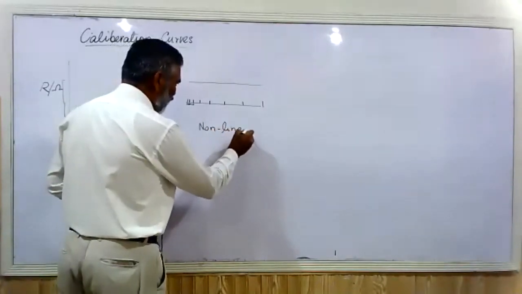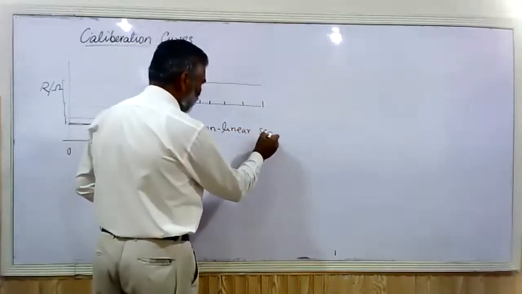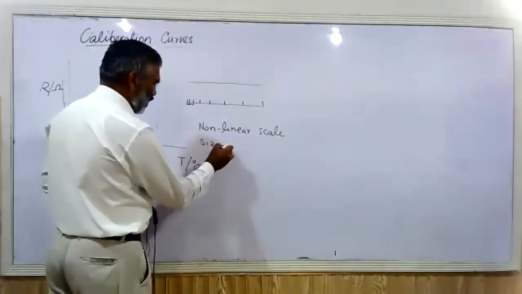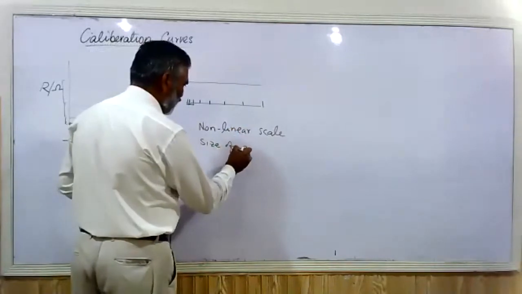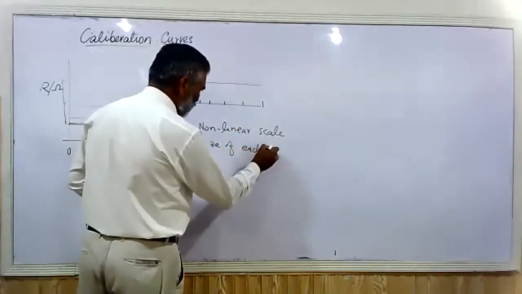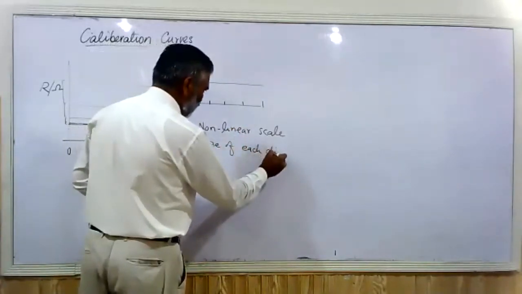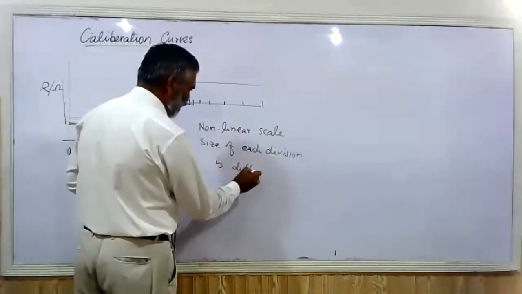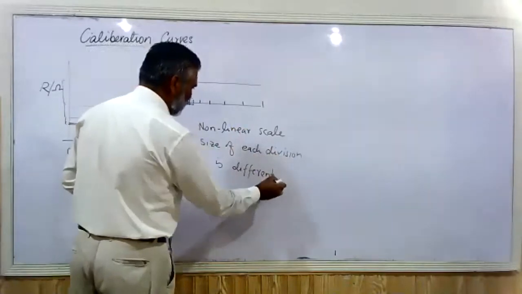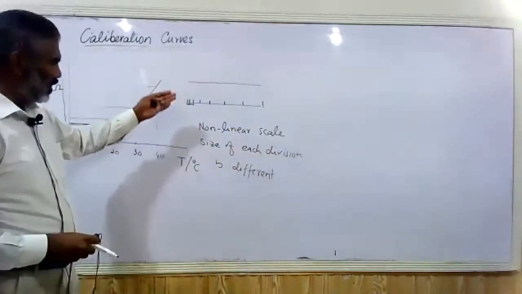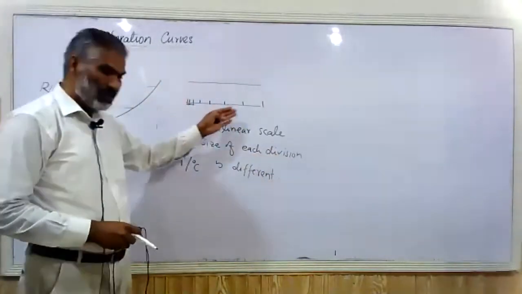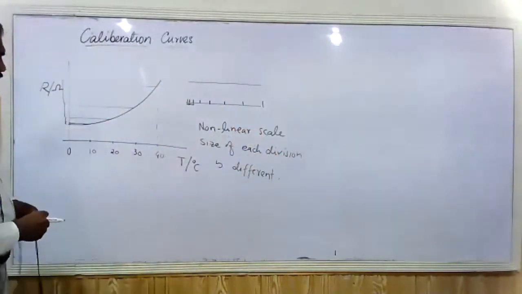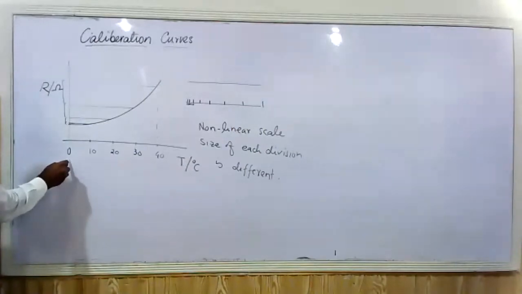So on a non-linear scale, the size of each division is different, but it could happen in two different ways. It could be small initially and then increase gradually. This is what we observe here. But what if we have a situation like this?